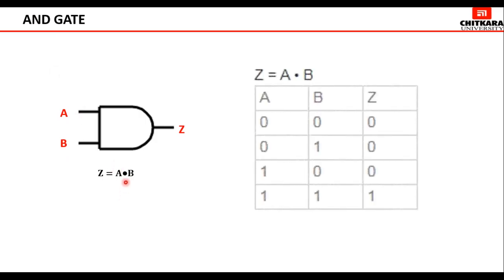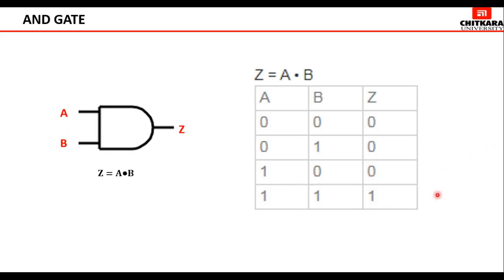Let's look at the truth table. You can see that A and B are my input terminals. They can both be zero, one of them can be zero and one of them can be one, or both of them are one. Let's see what my output is. 0 dot 0 is zero. 0 dot 1 is again zero. 1 dot 0 is zero. And 1 dot 1 is one, right? So in this case, you can see that the output is one only when both the inputs are one. In all other cases, the output is zero, right? So this is completely opposite to what we did for the OR gate, right?